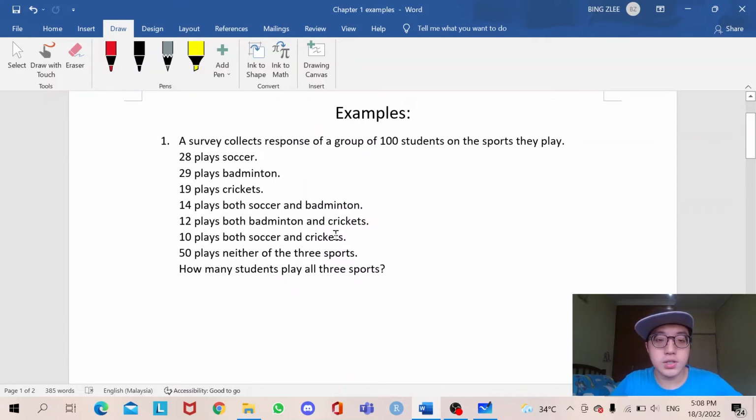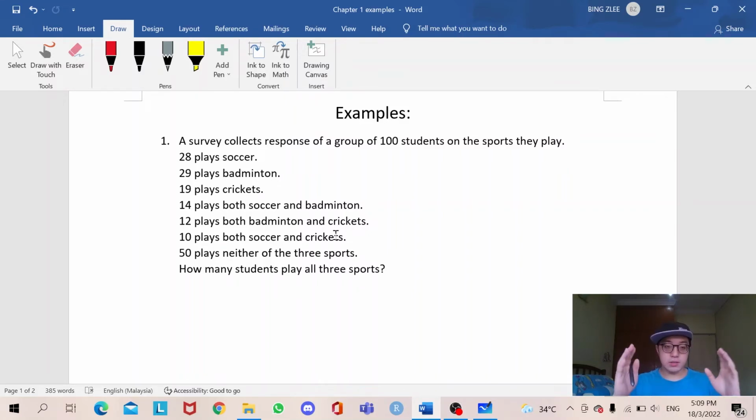A survey collects response of a group of 100 students on sports they play. 28 play soccer, 29 play badminton, 19 play cricket, and 14 play both soccer and badminton, 12 play both badminton and cricket, and 10 play both soccer and cricket. 50 of them play neither of the three sports. How many students play all three sports?